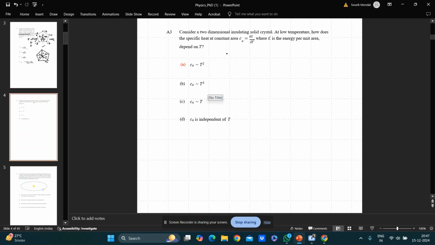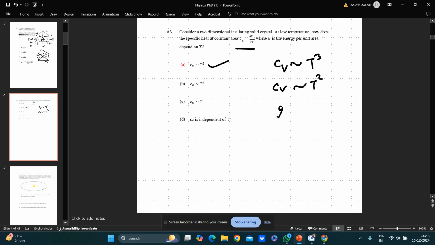Now this is the third question. They are asking, for a two-dimensional surface, what is the value of Cv at very low temperature? There is a very general law that Cv is proportional to T cube for 3D solids and Cv is proportional to T square for 2D solids. If you remember this, you can directly take it. Otherwise, you have to derive.